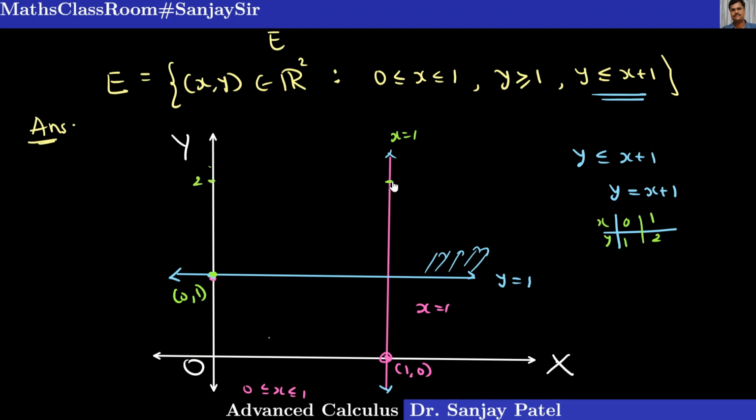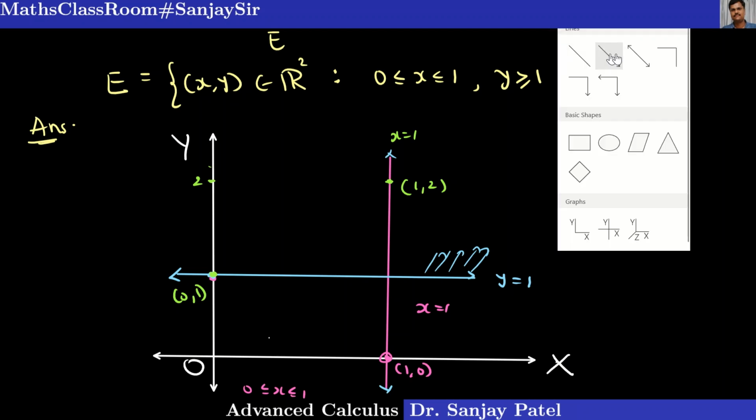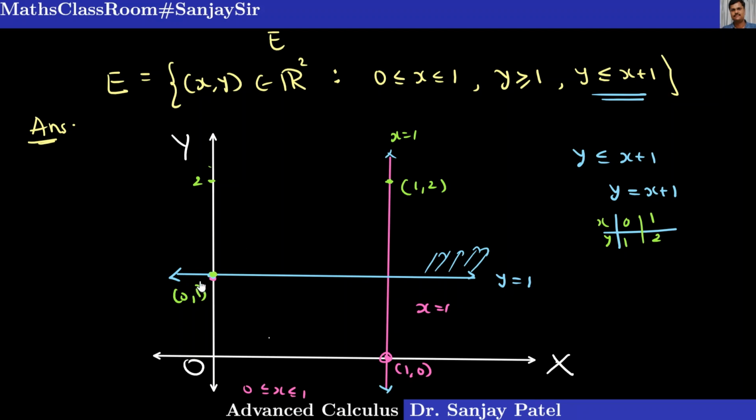Then this point will be, say, (1, 2). So our line y is equal to x plus 1 is passing through these 2 points. So I can draw it this way, it is passing through these points. Okay.